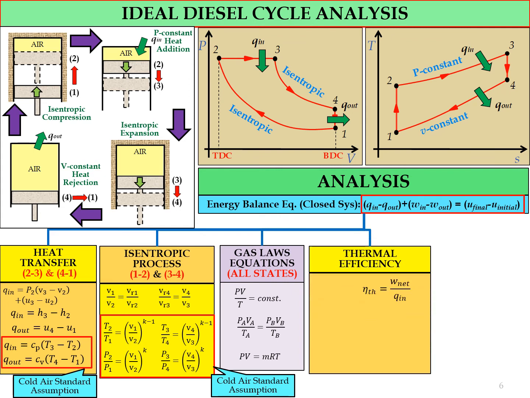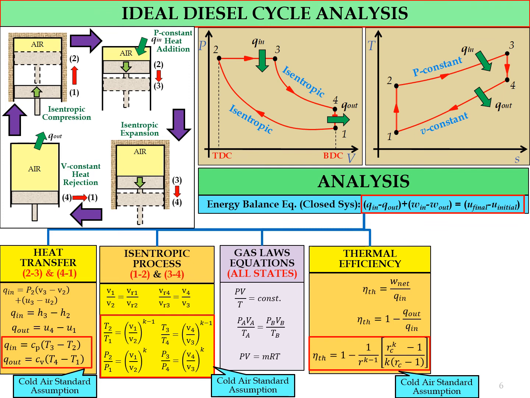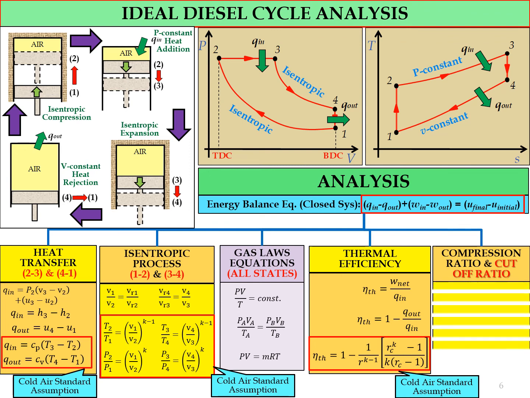And the thermal efficiency of this system is calculated from this equation, where the thermal efficiency is equal to net work divided by Q in. The thermal efficiency can also be calculated by using this equation, where the thermal efficiency is equal to 1 minus Q out divided by Q in. And for the cold air standard assumption, we can calculate the thermal efficiency with the equation as I show here.